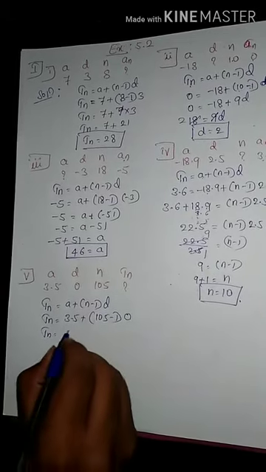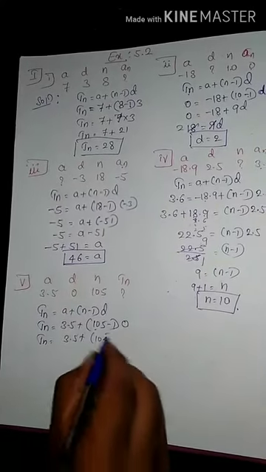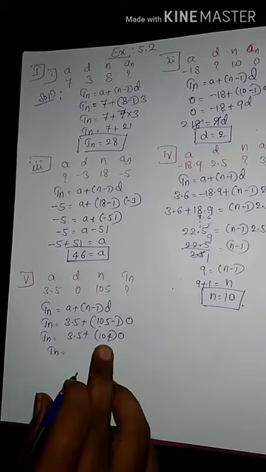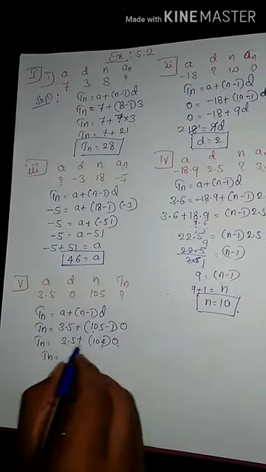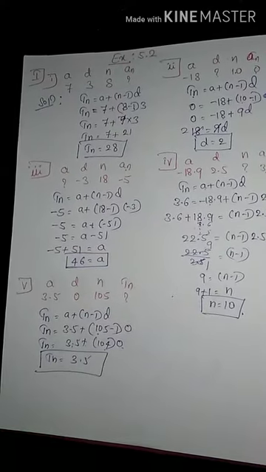So Tn is equal to 3.5 plus 100 minus 1 is 104 into 0. We know that 0 into any number is 0. So 104 into 0 becomes 0. 3.5 plus 0 is 3.5. So your nth term of the AP is 3.5.